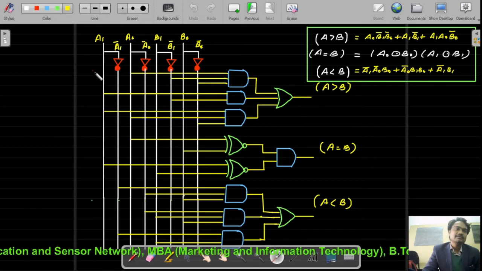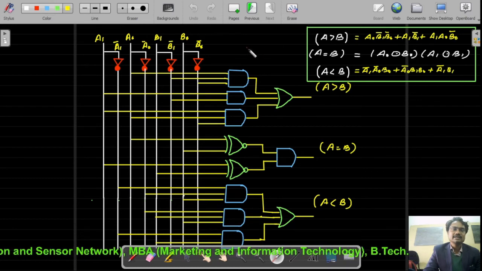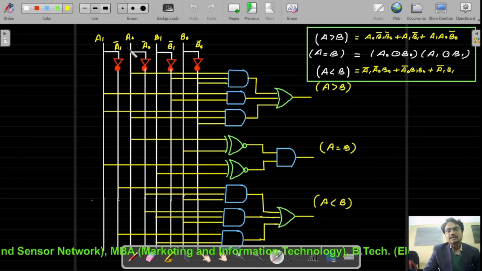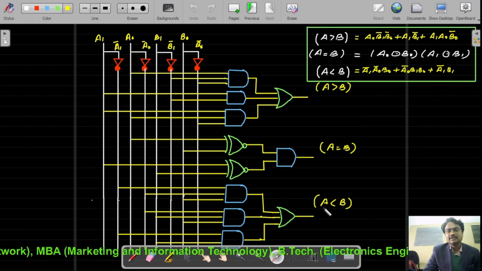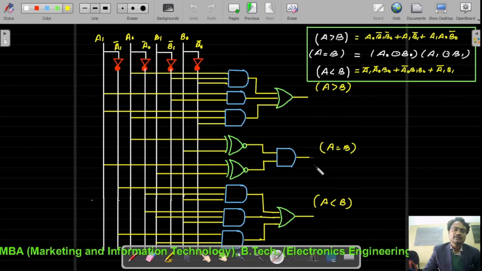Now, if in this circuit we provide any 2-bit number at the terminals a0 and a1, b0 and b1, it will give you the comparison result. If you put some LED kind of element at the output, it will glow accordingly.